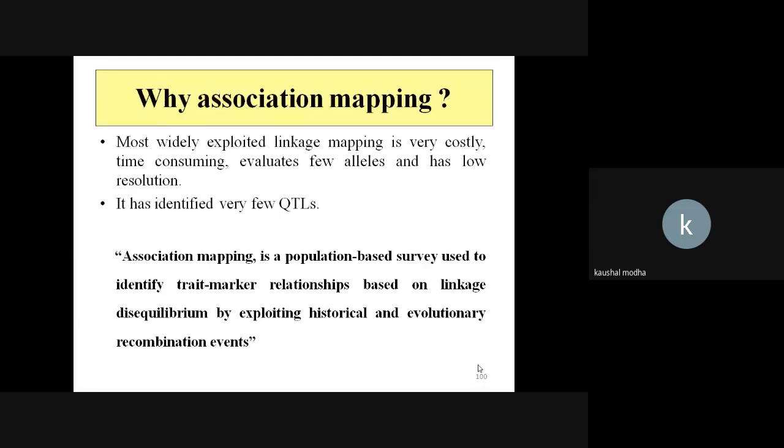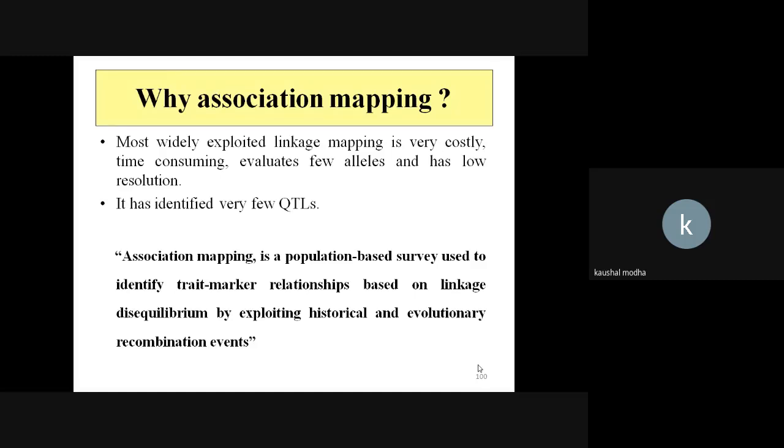Now, linkage mapping has certain disadvantages. First of all, linkage mapping is very costly because you have to develop a mapping population. It's time consuming and needs more resources. And any biparental population we utilize for linkage mapping evaluates only 2 alleles per particular locus. In nature, it is not the case. For most of the loci, there are multiple alleles present in nature. Linkage mapping only evaluates 2 alleles at a time in any biparental population.